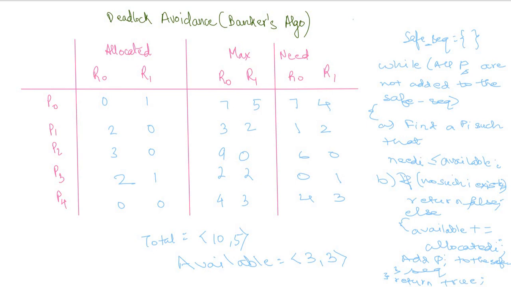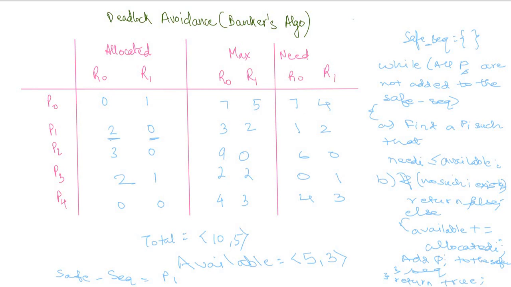So what it will become, this 2 and this 0 would be added, so this will now become 5 3, and our safe sequence will have P1 first. Now our available is 5 3, so we'll go on checking again. Next we'll reach P2, and we'll see that it's 6 0, so that's not a valid one.